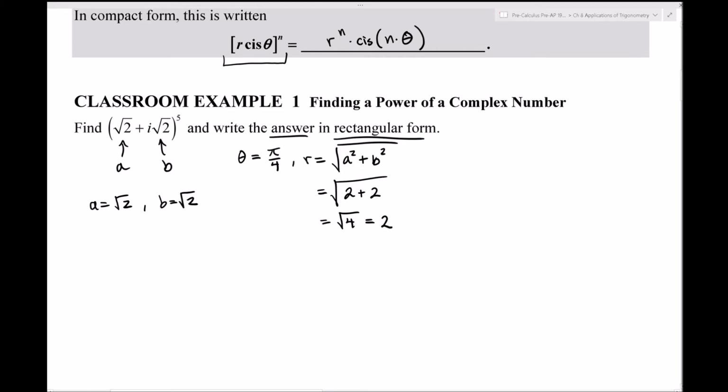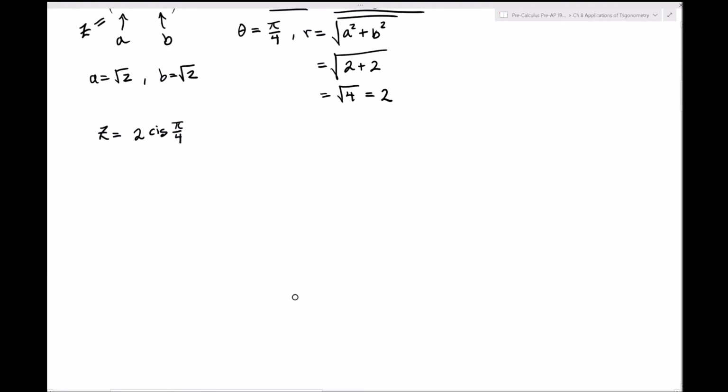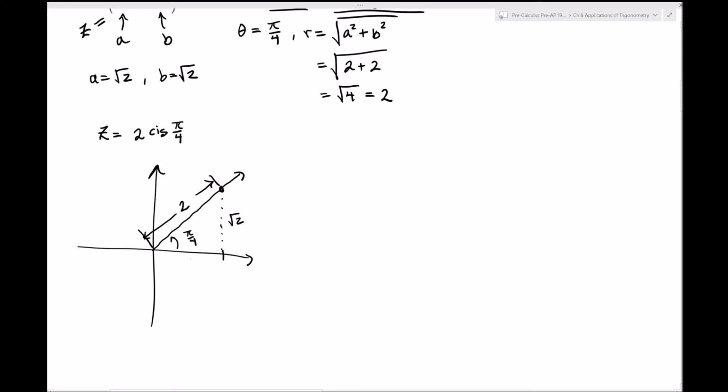So then my phasor, I'm going to call that z, by the way. Z, as a complex number in polar form, is 2 cis pi over 4. And I'm going to graph that. Let's take a look at what that would look like on a graph. Remember I said pi over 4 is 45 degrees, so this is pi over 4. And then we're going to be 2 out this way. So 2 from here to here, the origin. That's the distance between there and there. And this right here, square root of 2 and square root of 2.